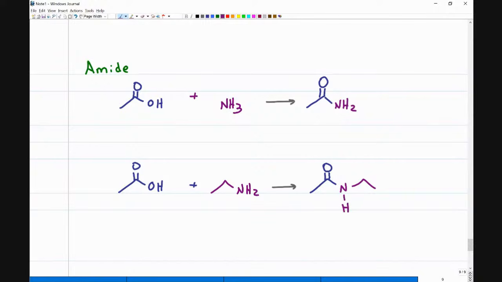So here's what I want you to recognize. However many hydrogens I have on my nitrogen, I take that nitrogen and I replace the OH, but I take off one of the hydrogens. Notice that NH3 went to NH2. All I did is remove one H from nitrogen. Look at that. NH2 went to just NH.